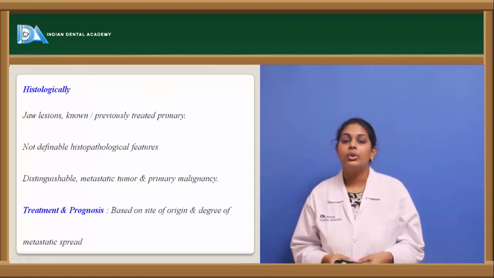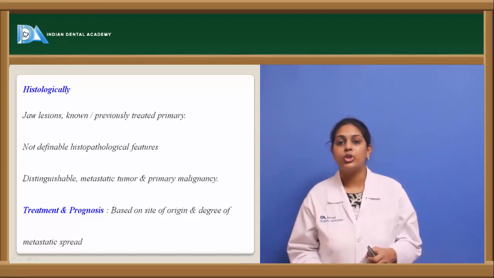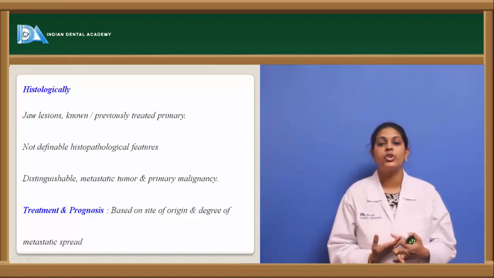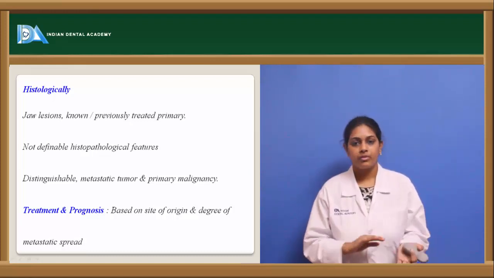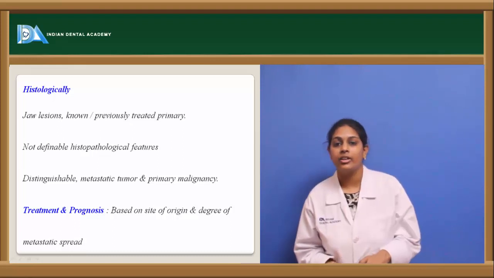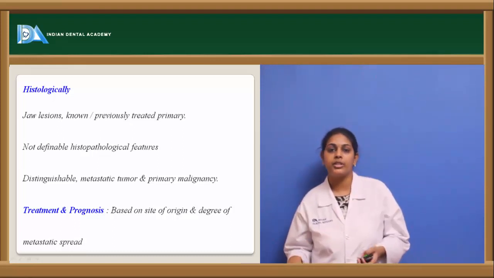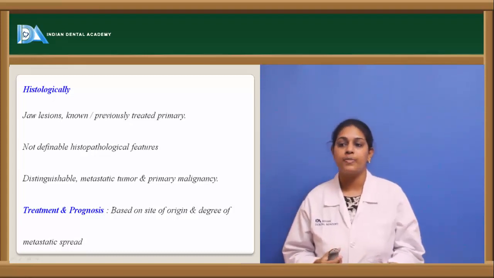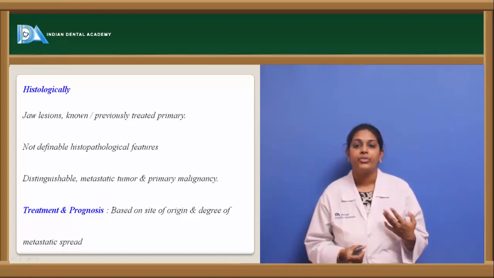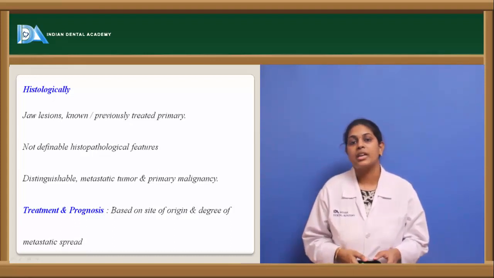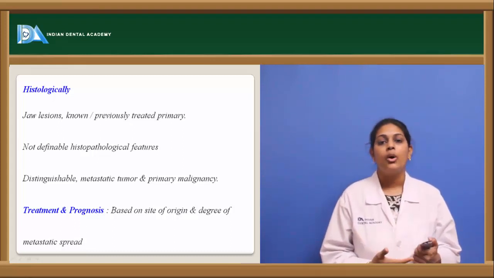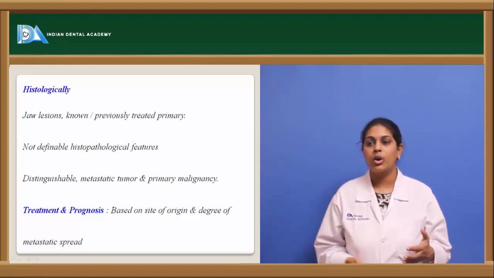Coming to the histological features, usually these lesions resemble the primary tumor. That is, if the patient has a well-known history of a tumor which has been treated, and the patient gives a proper history, then we can correlate the secondary tumor with the primary tumor. Suppose the tumor was not recognized in the primary stage, then the histopathological features cannot be properly defined. Usually the gross specimen of the metastatic tumor is distinguishable from the primary malignancy. Coming to treatment and prognosis, it usually depends on the site of origin and degree of metastatic spread, as well as the degree of anaplastic features, which can give the proper prognosis of this patient. So this is what is about metastatic carcinoma.